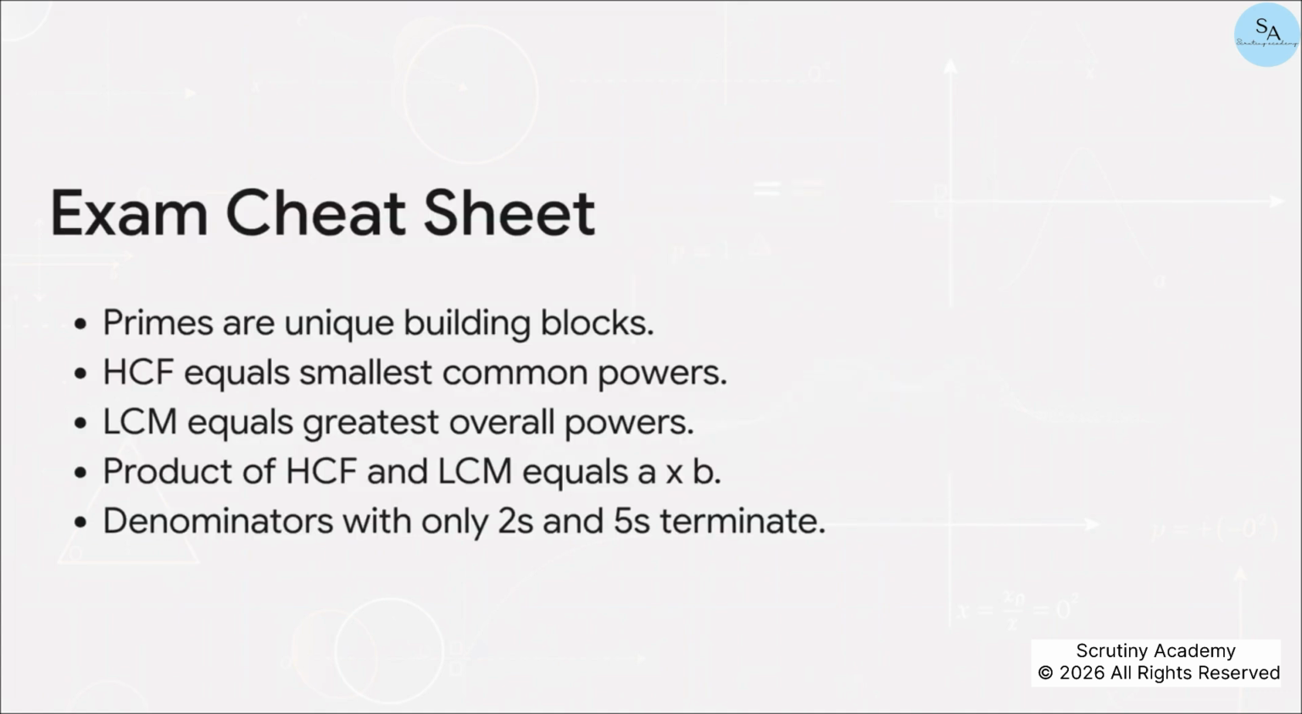Before we wrap up, I really want to congratulate you on your incredible progress today. Let's lock in everything you've learned with this quick 5-point exam cheat sheet. Number 1, primes are the unique building blocks of all composite numbers. 2, for HCF, use the smallest powers of common primes. 3, for LCM, use the greatest powers of all primes. 4, the golden rule to check your work, the product of the HCF and LCM always equals the product of the two numbers. And 5, our magic trick. Denominators built only of 2s and 5s guarantee terminating decimals.